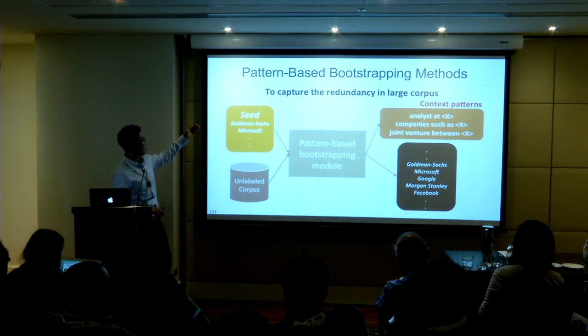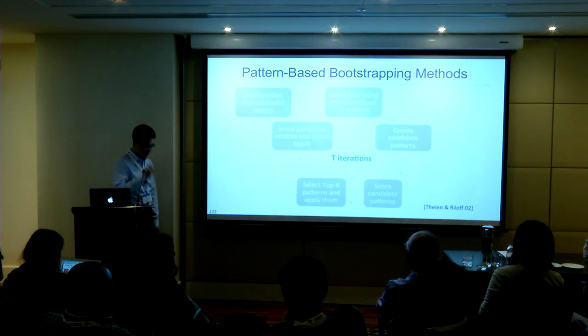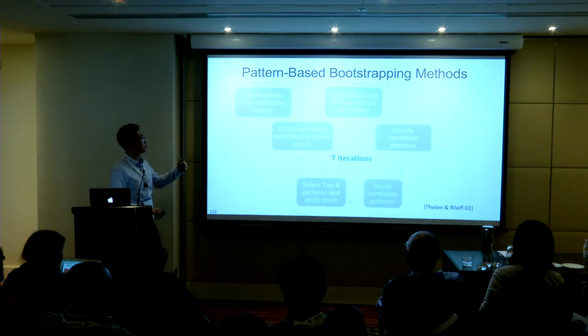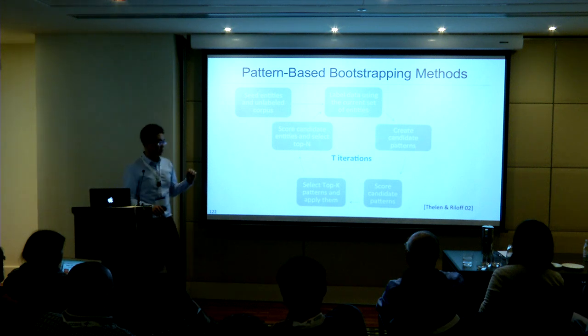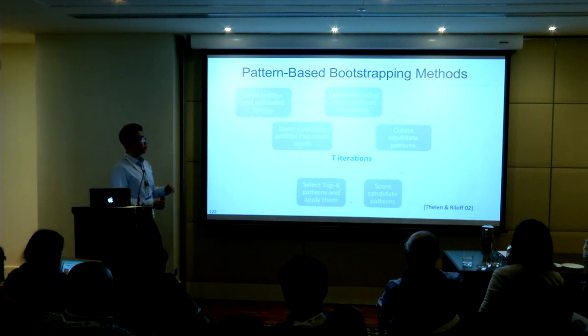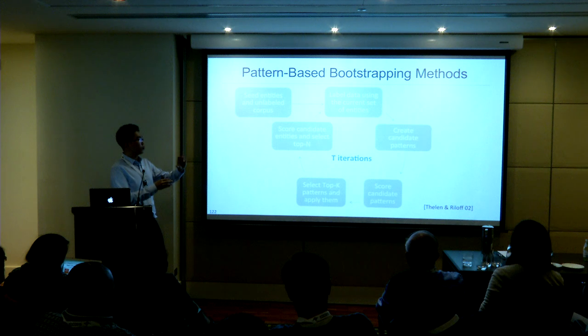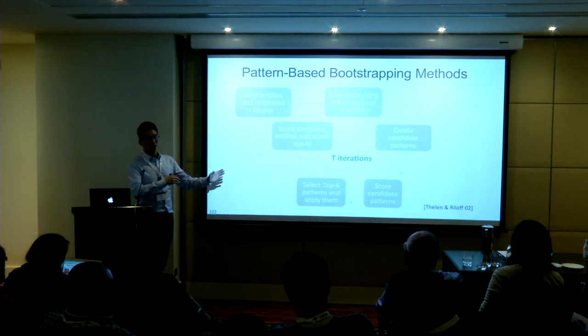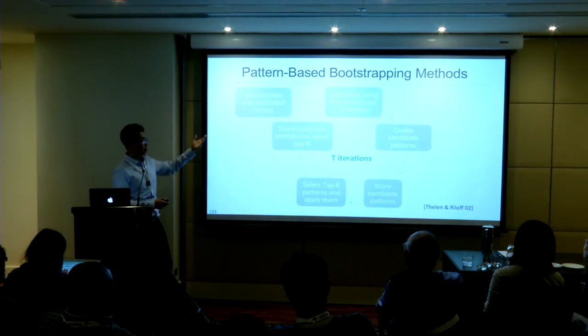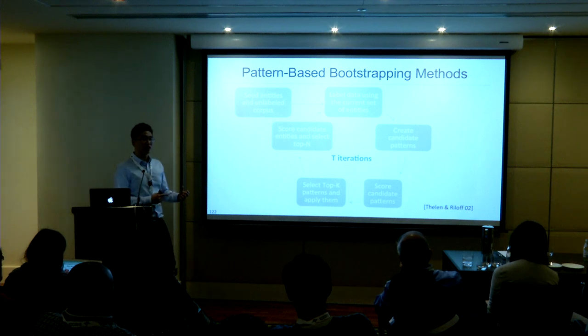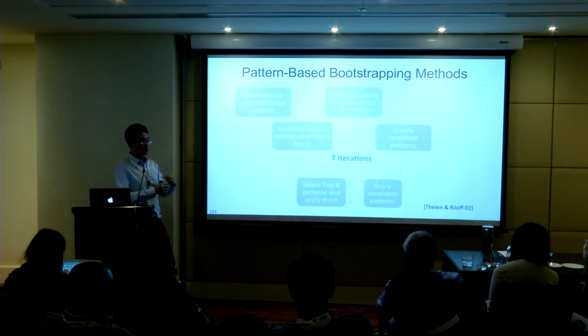So starting from seeds like Goldman Sachs or Microsoft, you find more company names like Google, Morgan Stanley, and Facebook. Their framework is an iterative, incremental process, starting from the seed entities and the unlabeled corpus. They first use these seed entities and plug them back into the corpus, which gives labeled data, and then they create patterns surrounding these seed entities, like context window patterns, and evaluate these patterns using the seed entities that co-occur with them.